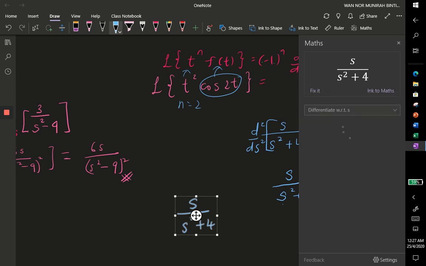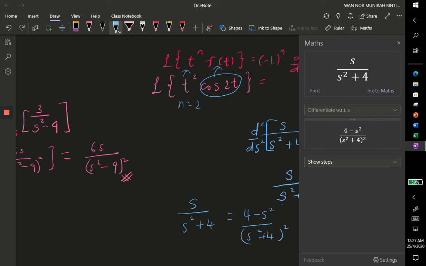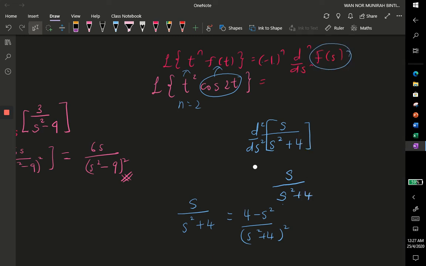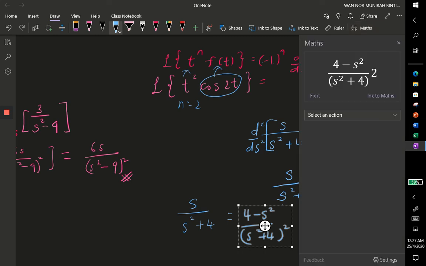So I want to differentiate with respect to s. Okay, so the solution is 4 minus s square over s square plus 4 square. Okay, this is only the first differentiation, but for the solution you need to differentiate twice. So what you need to do is differentiate your function here again, because we need to differentiate twice. So that is the solution.